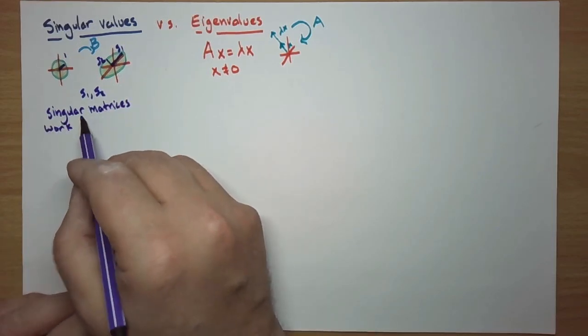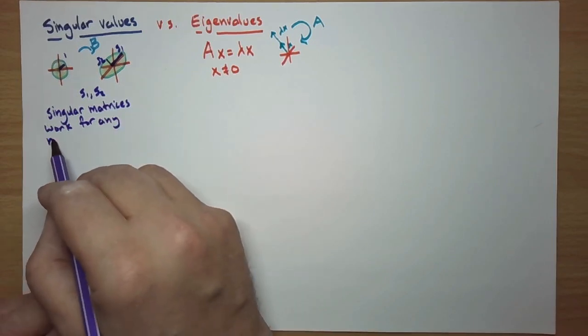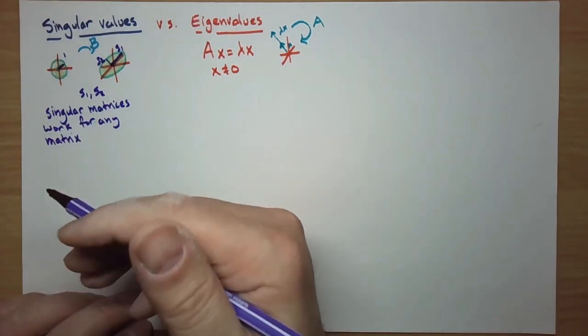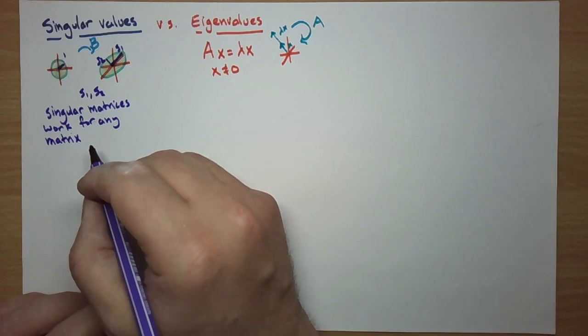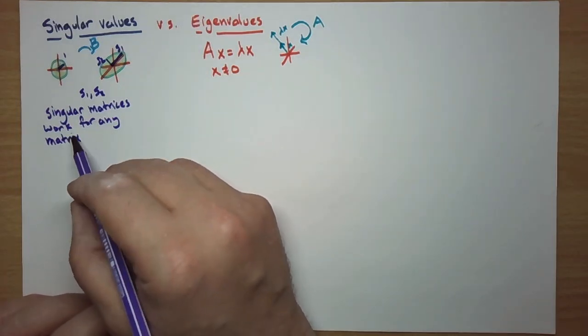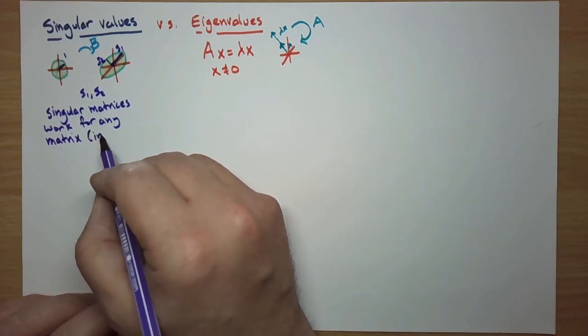And so that makes it a little bit more general. If you have any matrix which isn't square, you're like, I wish I had eigenvalues. Well, hey, you can use singular values. So they work for any matrix, including non-square.